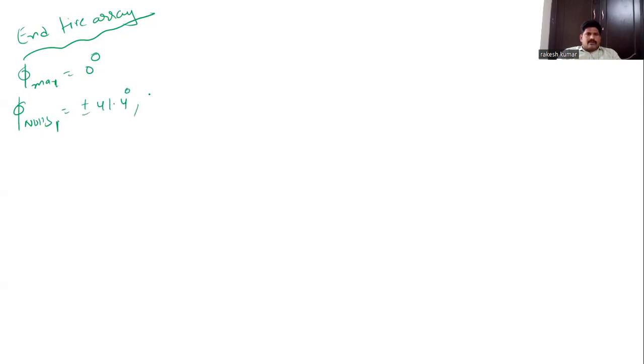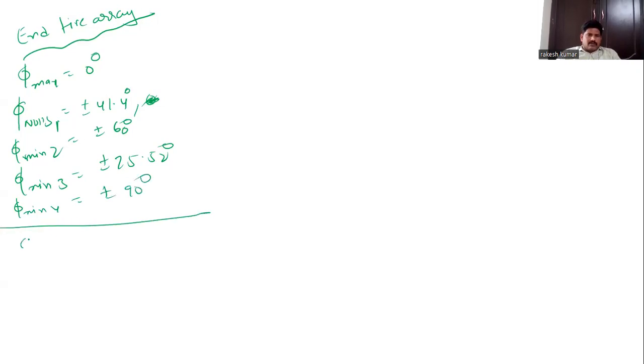Now we will write all the values here for an end-fire array in order to draw the diagram. For an end-fire array, what is the phi max value? Phi max value is equal to 0 degrees, and phi minimum, the phi null directions: phi null 1, you are getting it plus or minus 41.4 degrees. Phi null 2 or phi minimum 2, you are getting it plus or minus 60 degrees. Phi minimum 3, we are getting it plus or minus 75.52. Phi minimum 4, we are getting it plus or minus 90.